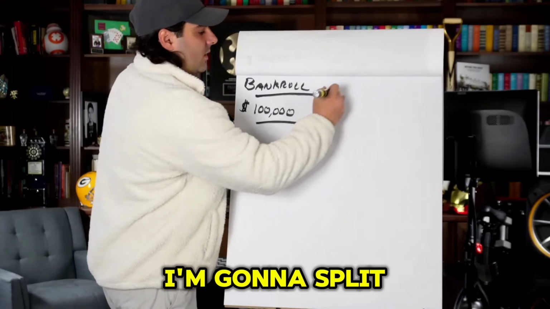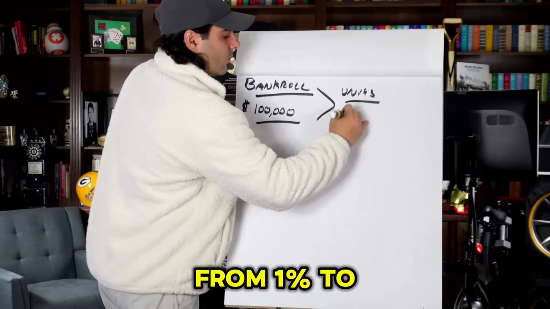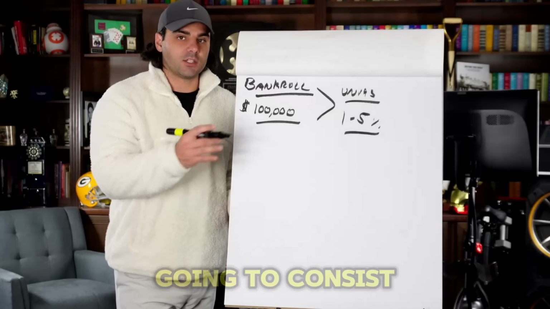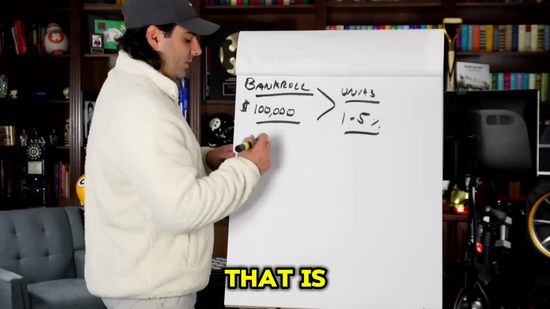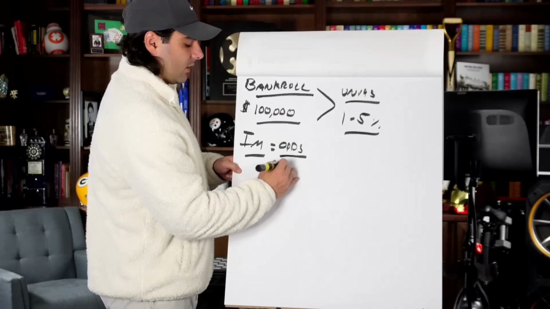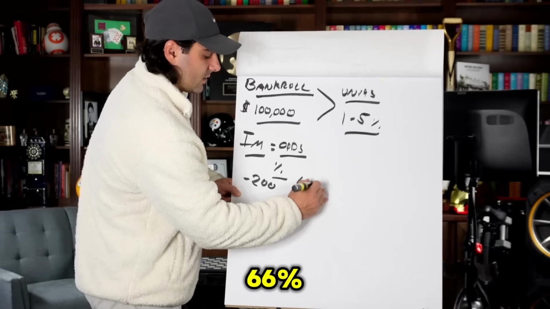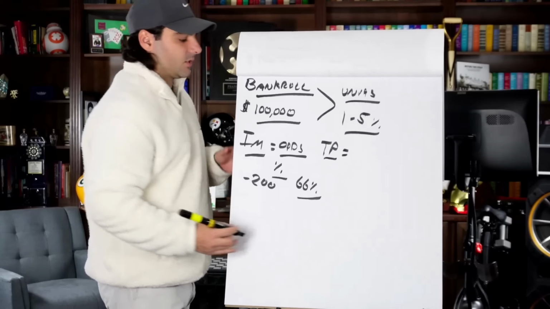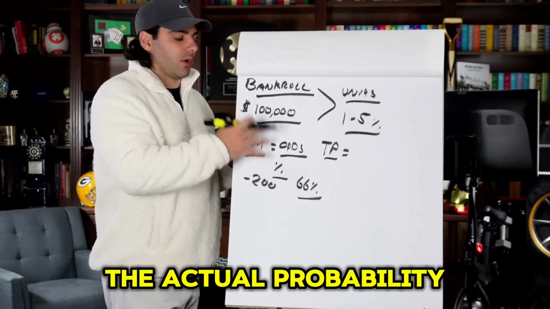Now, based off that 100,000, I'm going to split this up into units. The units are going to range from 1% to 5%. How I'm going to base what percentage I play on each play is going to consist of the implied versus true probability. Your implied probability is the actual odds calculation percent. So if a play is minus 200, that's an implied probability of 66%. Now I'm going to take the implied probability versus the true probability, which is what the odds actually should be, compared to the actual probability of that event occurring.